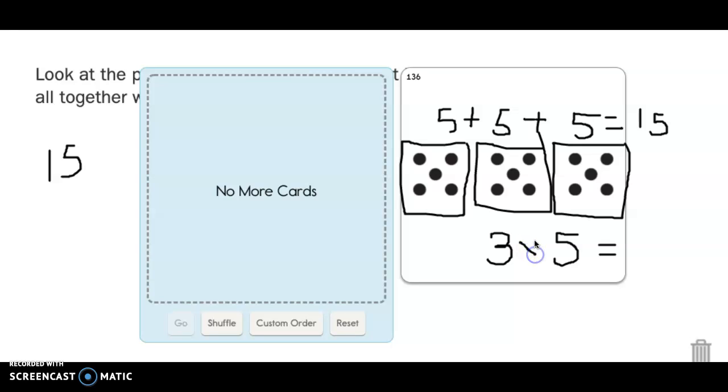This multiplication symbol also means times. They sometimes call it the times symbol. So I counted by 5 3 times. 5, 10, 15. And my answer is 15. These equal the exact same. 5 plus 5 plus 5 also equals 3 times 5.